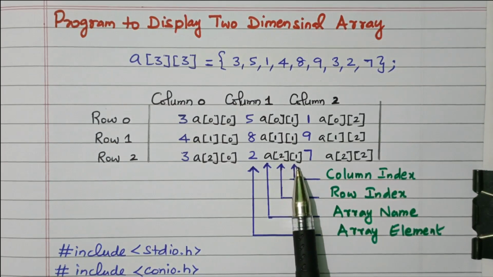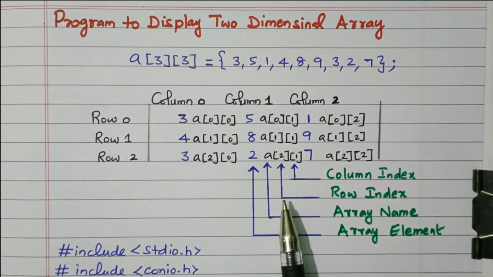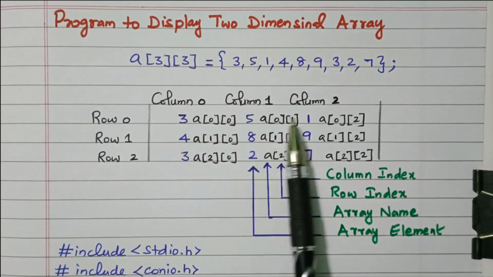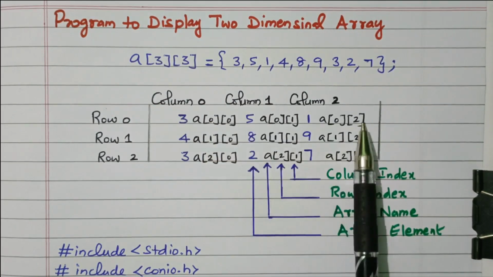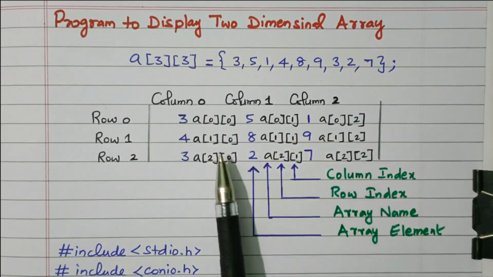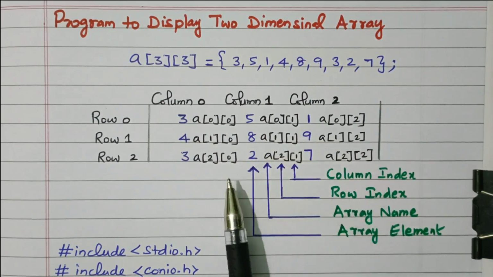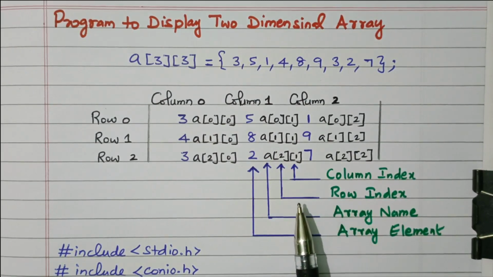This one indicates column index. So we are able to understand how this 3 cross 3 matrix, how the elements are assigned. What is the row index and column index is clearly given here: 0,0; 0,1; 0,2; 1,0; 1,1; 1,2; 2,0; 2,1; 2,2. That is the assignment of 9 elements in a 3 cross 3 matrix.